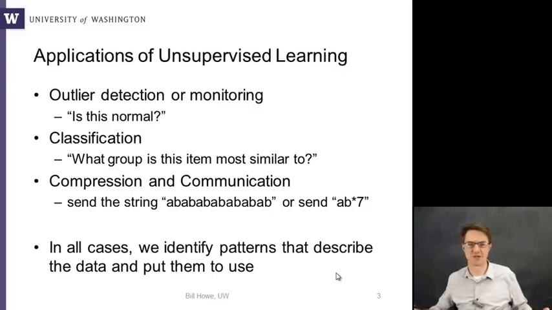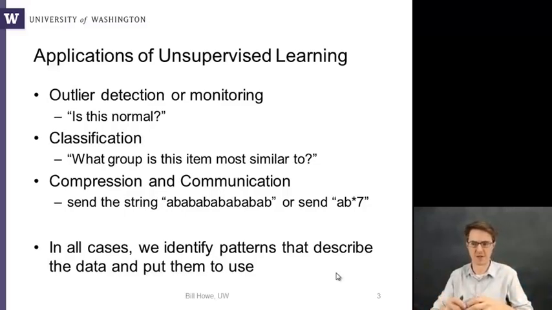So is this factory behaving normally or not? Classification, which is a little different than the classification that we talked about, given that there are no class labels, but you might find groups of similar items, and then when you see a new item come in, you can figure out which of the groups you found previously this one is most similar to, and thereby classify it as within that group. Okay. You can also think about compression and communication.